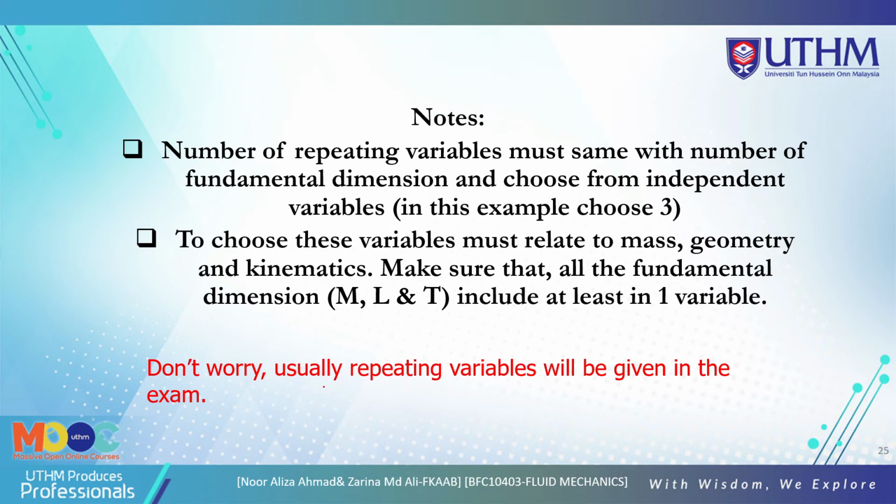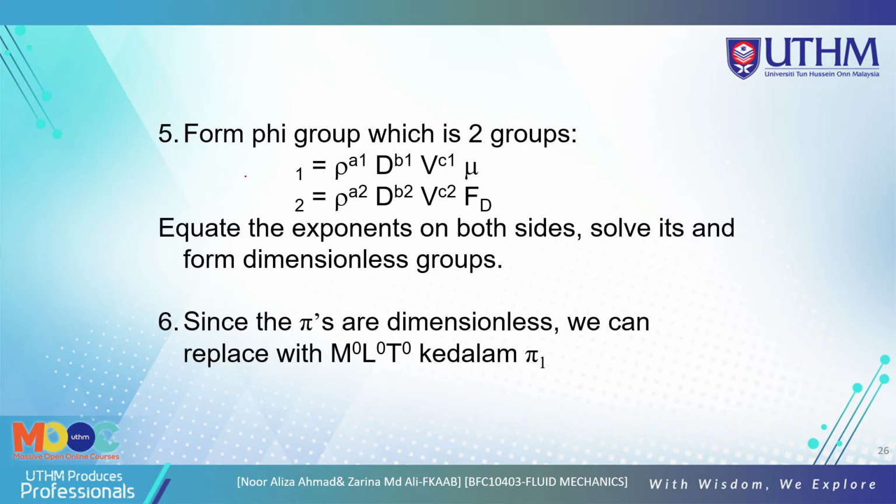Don't worry, usually the repeating variables will be given in the exam. They will be given in your final, so no need to worry. So now we know that the repeating variables are the density, diameter, and the velocity. From the pi groups, we have pi 1 and pi 2. For pi 1 and pi 2, we just use these repeating variables.